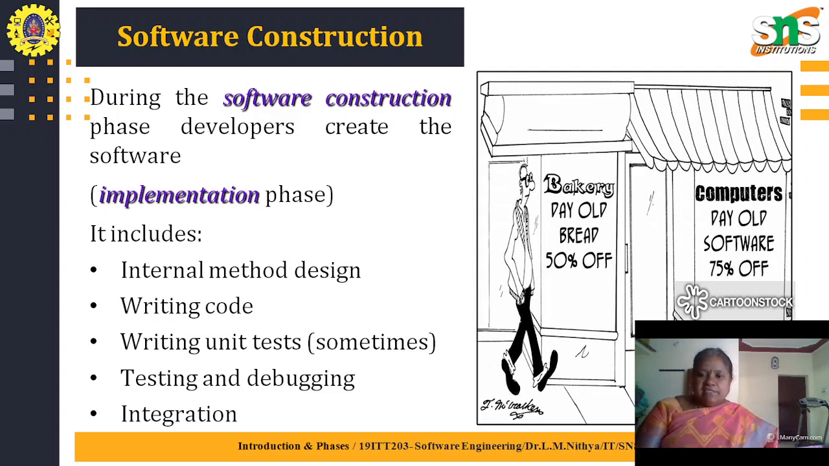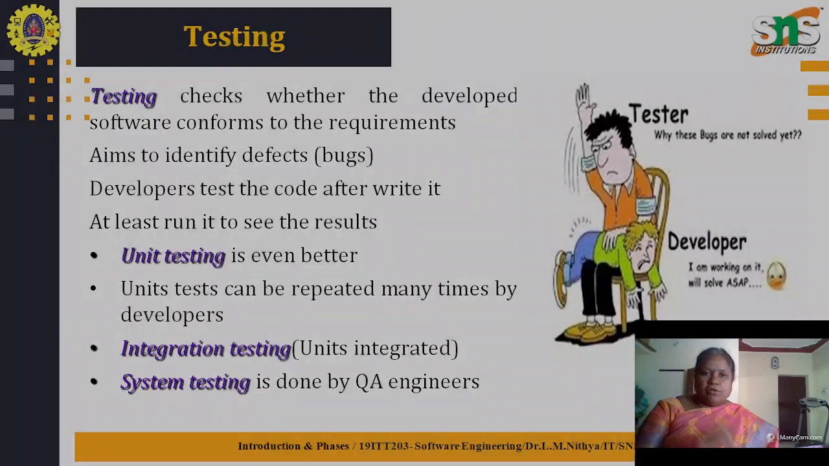In a bakery, they have told that day old bread is 50% off. If your bread is getting older, it becomes cheaper. For computers, day old software is 75% off. That's how it is. So your software will become obsolete quicker. You should develop software in such a way that it lasts long.